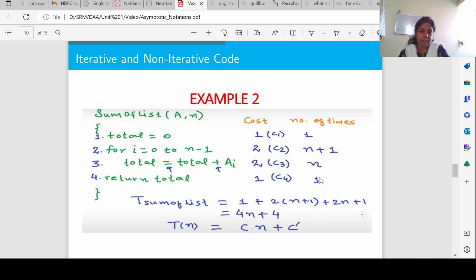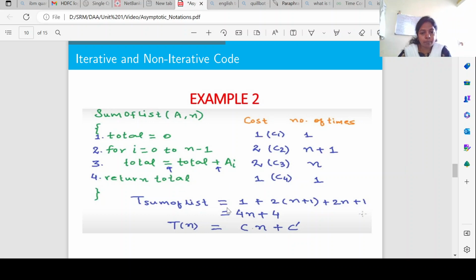And we need to calculate how many times these statements are going to execute. The number of times for the first statement is only 1. For the second statement, the for loop, it takes n plus 1. As I said earlier, to check the false condition the loop executes one more extra time, so n plus 1 times. And total equal to total plus a i requires 2 units of time and executes n times, because this statement is within the for loop. Next, return total also takes 1 unit of time and executes only one time.